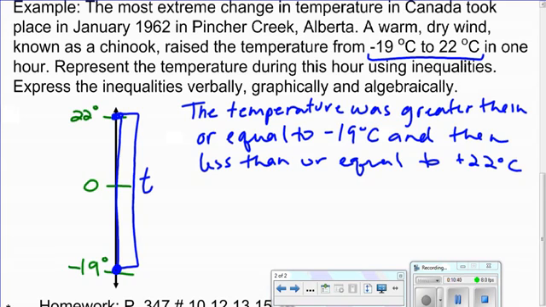And then lastly, we need to write it as an inequality. So temperature's in the middle. Negative 19 is on one side, positive 22 is on the other. Our boundary points are closed, so that means it must be equal. And remember, we keep our inequality signs pointing the same way. So that's kind of 3 ways. Bonus points if you can tell me how many degrees that change was.